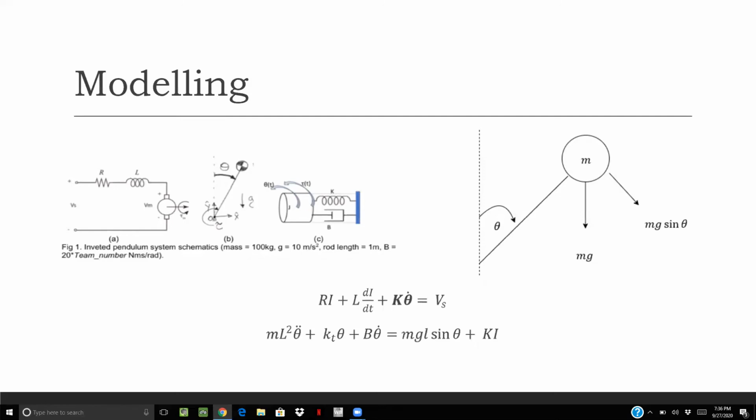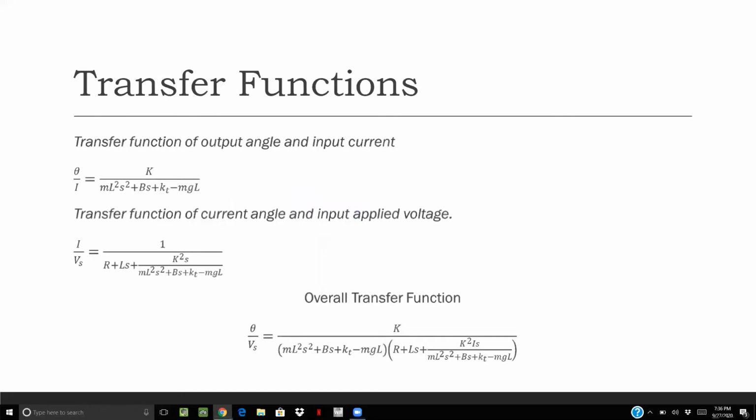So we obtain the required governing equations of motion that could be transformed to a controlled transfer function. To make a controller, the governing equation will have to be transformed to the Laplace domain, and this will create a transfer function, as you can see.